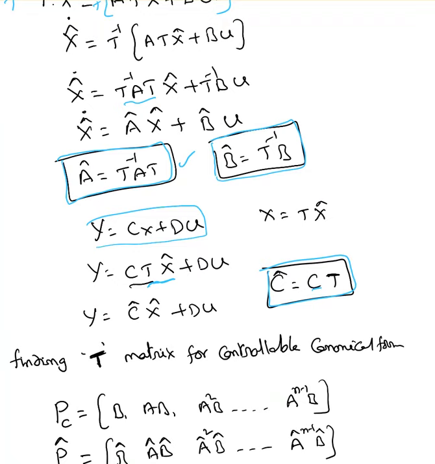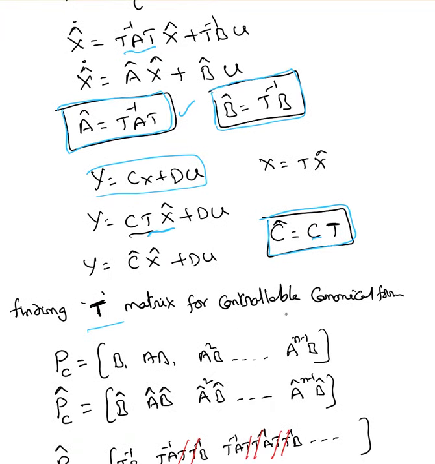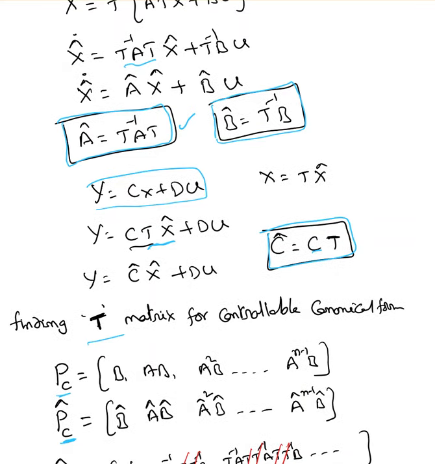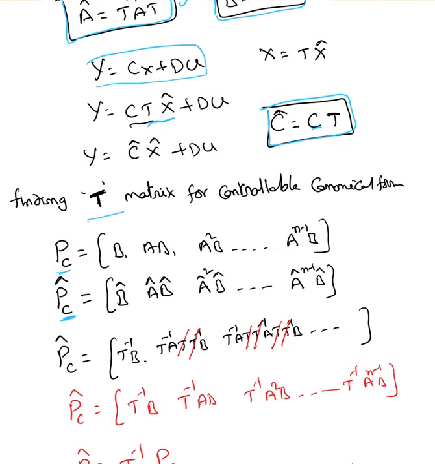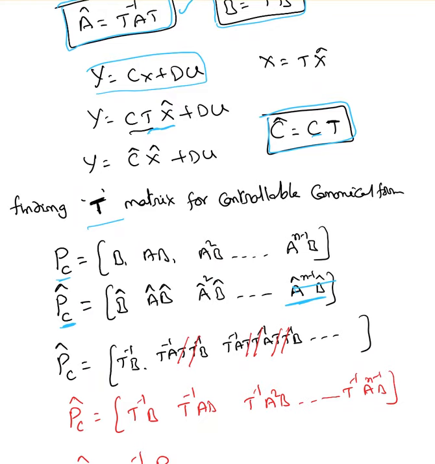Now, how to find the T matrix, the state transformation matrix? For each method there is a different way: controllable has one way, observable another way, and Jordan form another way. So now we're going to see how to find the T matrix for the controllable canonical form. We know that the controllable matrix P_C equals B, AB, A squared B, etc., up to A to the power of n minus 1 times B. P_C hat equals B hat, A hat B hat, A hat squared B hat, etc., up to A hat to the power of n minus 1 times B hat. That's what it is.